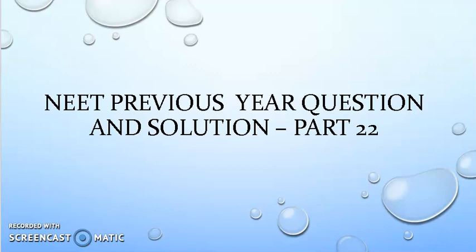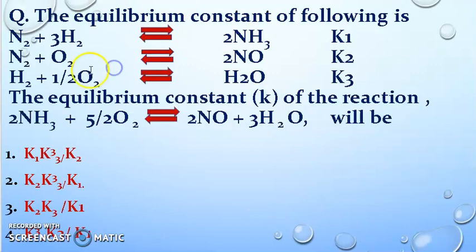So let's go to the first question. In that question, they have given the equilibrium constants for the following reactions. The first reaction is N2 plus 3H2, equilibrium symbol, 2NH3 ammonia. That is K1, the equilibrium constant for the first reaction.